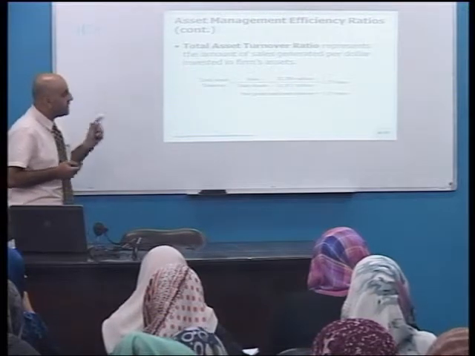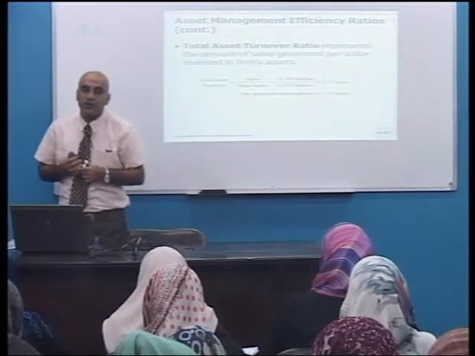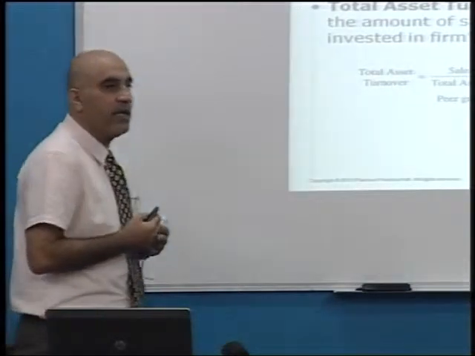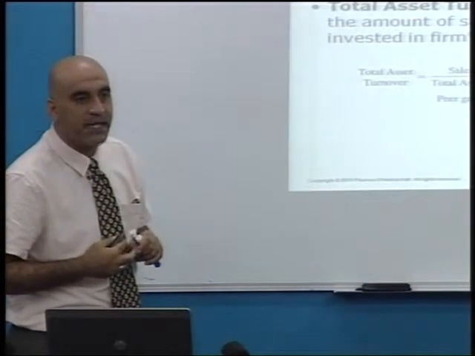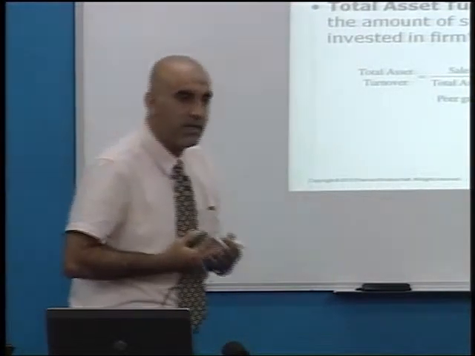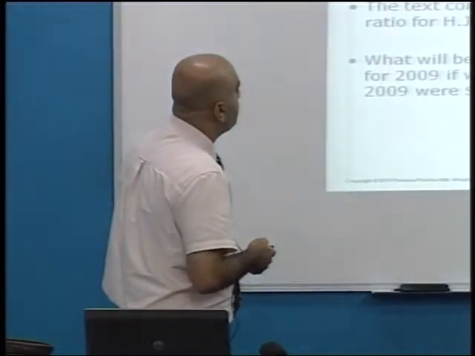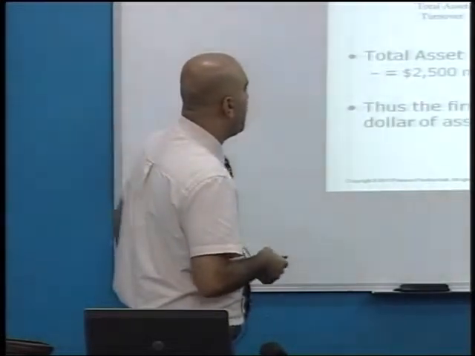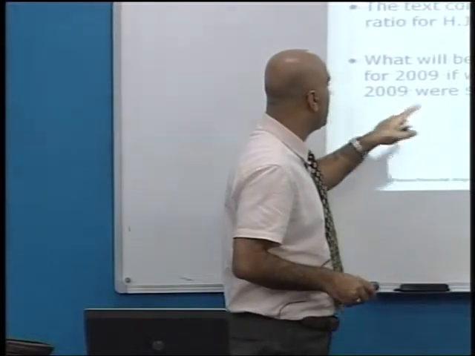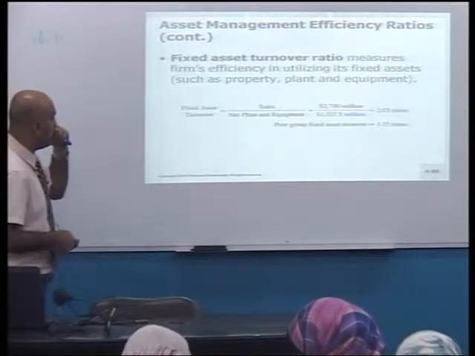Just to bear in mind for your assignments, the peer group is the average of the industry, so be careful when you are writing your assignment on this. And inshallah, after the mid-exam, I will arrange a meeting to train you how to write the academic assignment. For the year 2009, the total asset turnover ratio, if we assume that the total sales were 2,500, what will be the result?